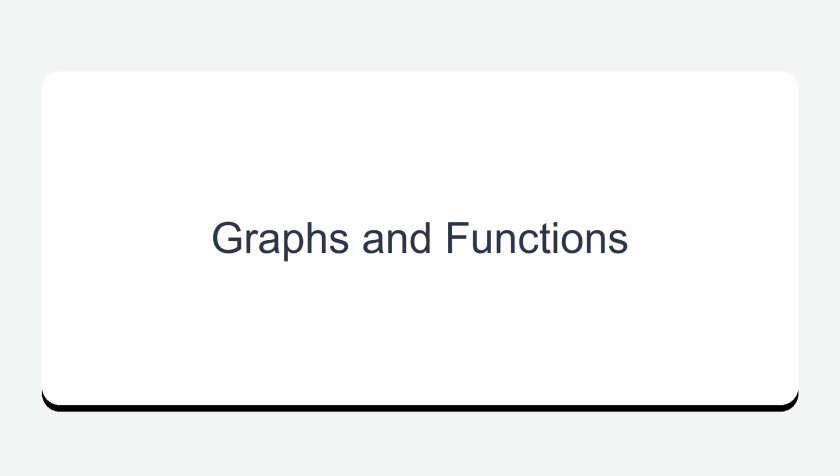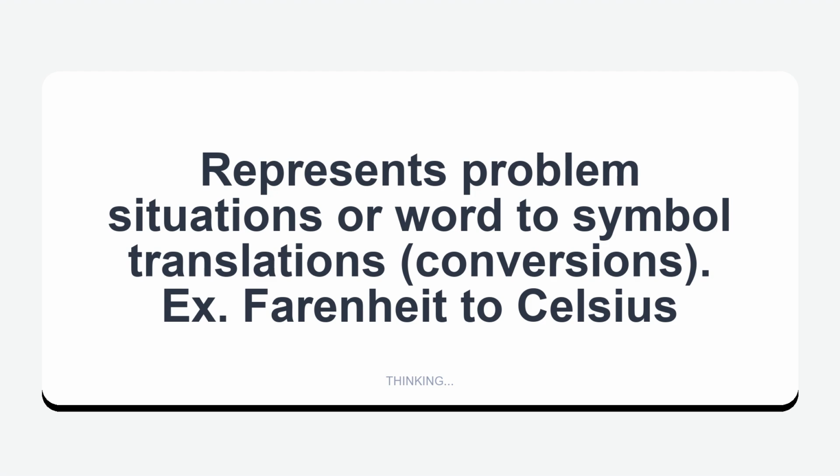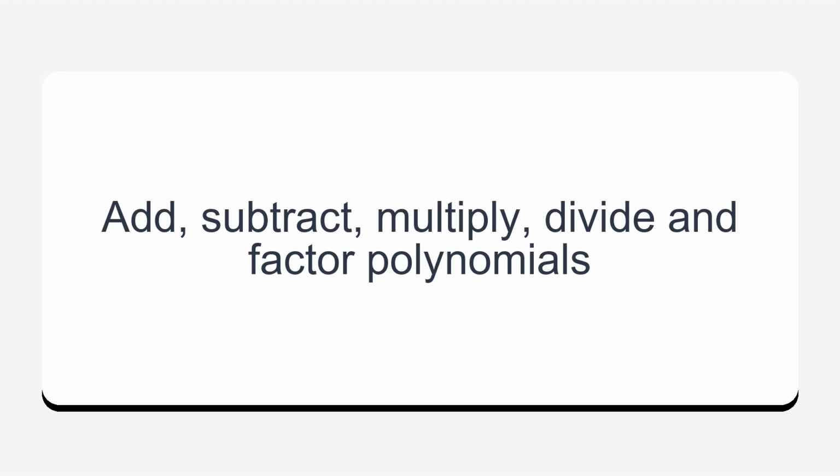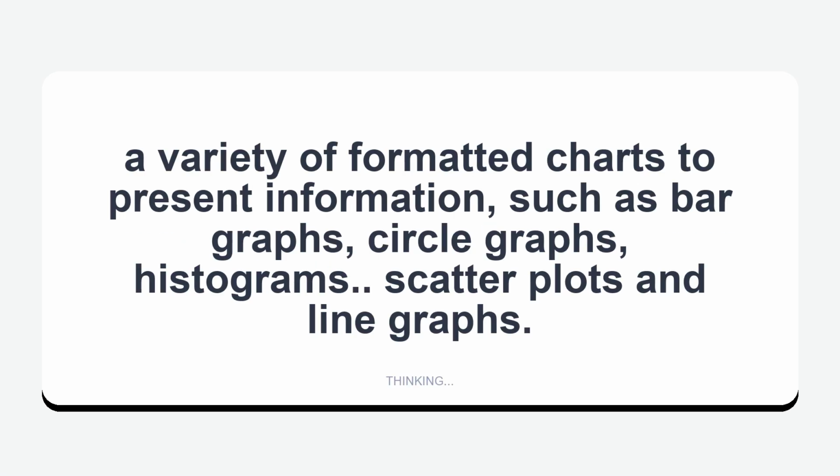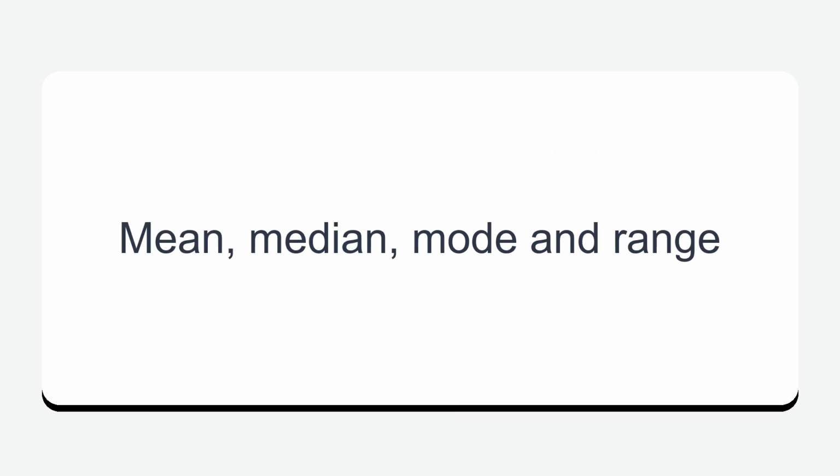Graphs and functions. Represents problem situations or word-to-symbol translations, conversions. Example: Fahrenheit to Celsius. Add, subtract, multiply, divide and factor polynomials. A variety of formatted charts to present information, such as bar graphs, circle graphs, histograms, scatter plots and line graphs. Mean, median, mode and range.